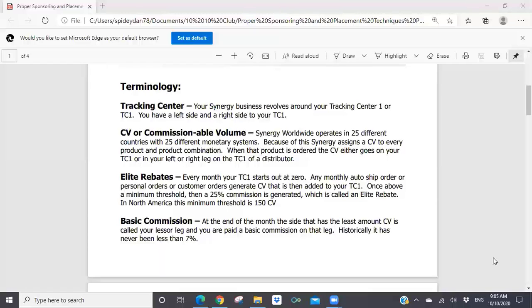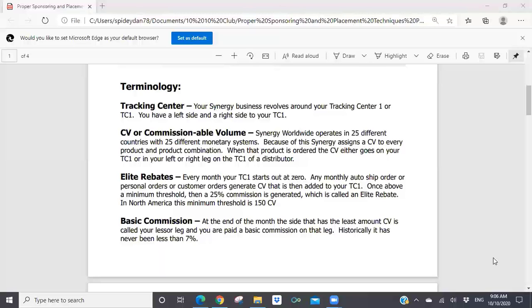So the next thing that we have is what we call elite rebates. Last Saturday's presentation was all about how you can create cash flow and residual income in your Synergy business, and cash flow is created through your elite rebates.